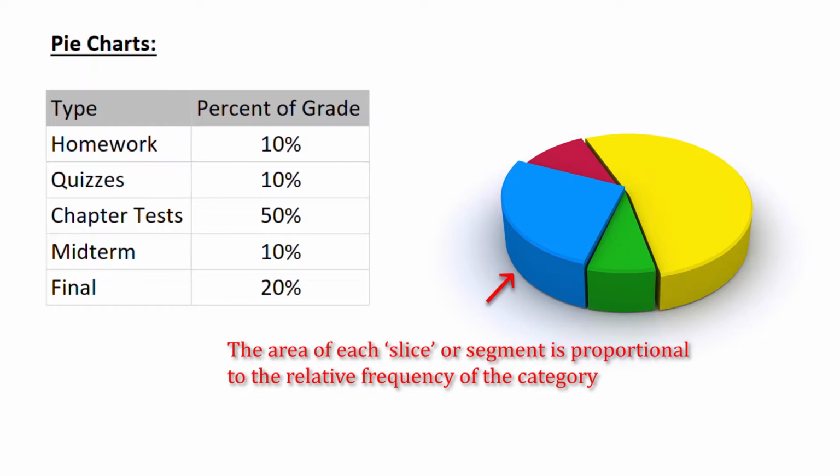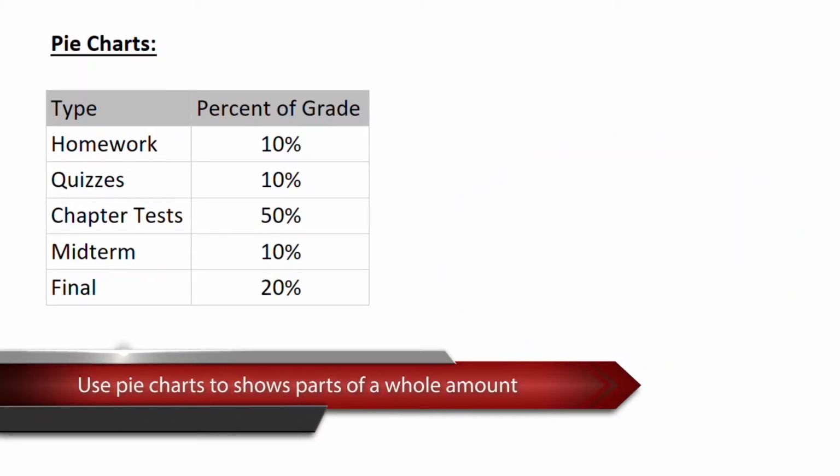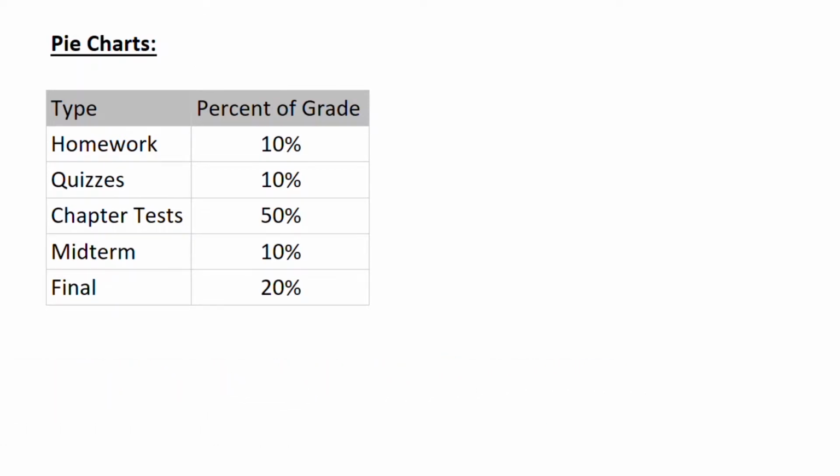And we're going to use the example of weighted grades that we have here, where your overall grade in the course is determined by homework 10%, quizzes 10%, chapter tests 50%, midterm 10%, and final 20%. And they all add up to 100%. We use pie charts to show parts of a whole.